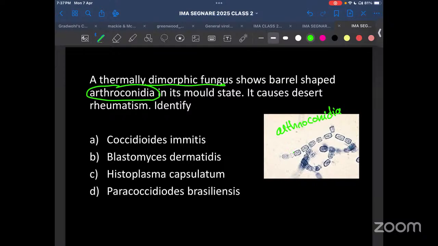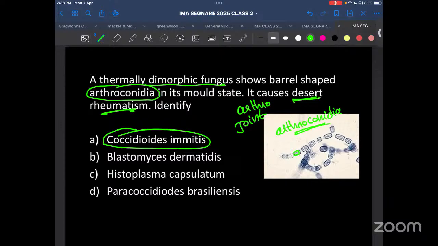So this is barrel-shaped arthroconidia. This barrel-shaped arthroconidia is a feature of Coccidioides immitis, or coccidioidomycosis. Coccidioidomycosis is a very dangerous disease. Why is it called arthroconidia? Arthro means joint. So these conidia are actually joined together. These are all part of the hyphae, but at the joint they separate out and form individual spores, or arthroconidia. So this is a feature of coccidioidomycosis, which is also known as desert rheumatism.